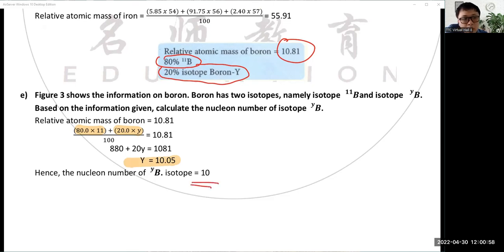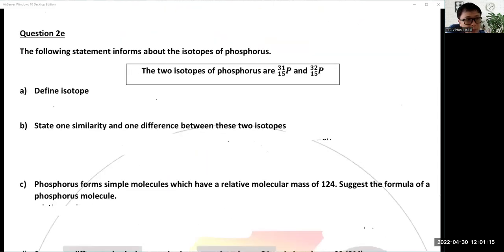Okay, so normally how we do the question is we take the 80 times 11, 20 times the mass, but since I don't know the mass, I put it as y. So 80 times 11 plus 20 times y, divide by 100, I should get the answer. Okay, so this is the idea. Then move on to this one.